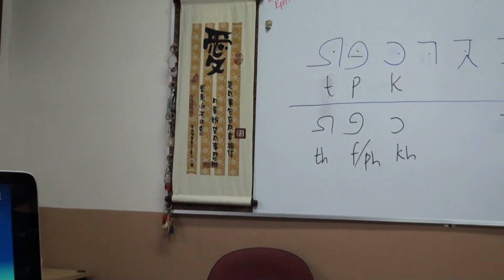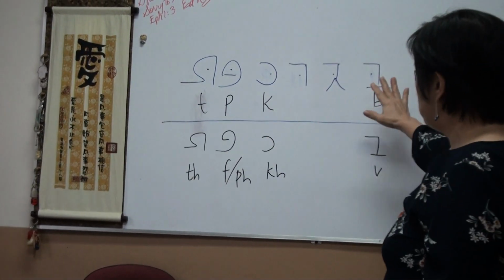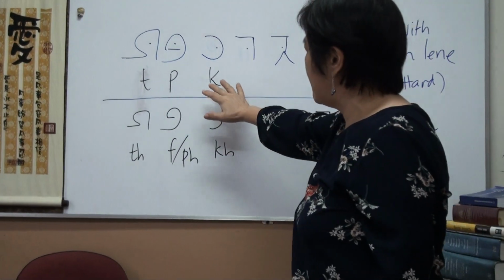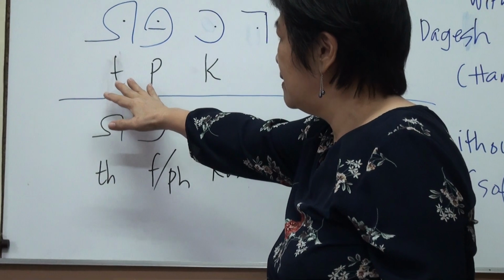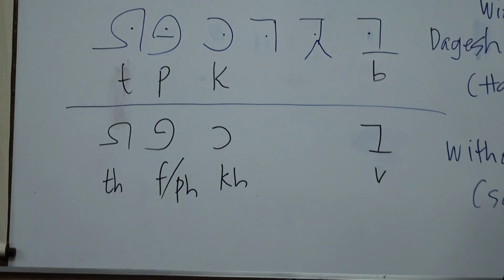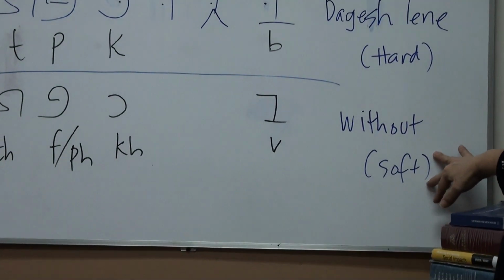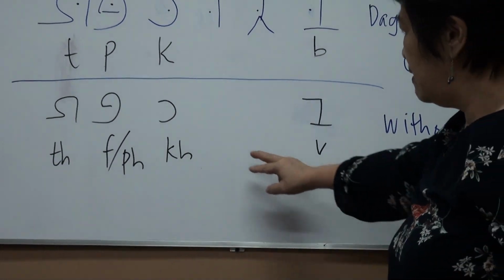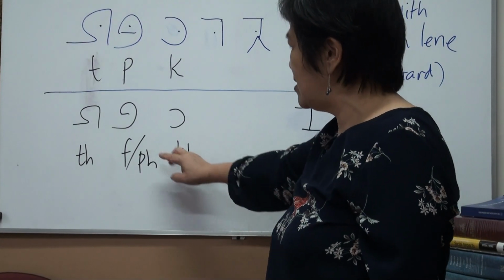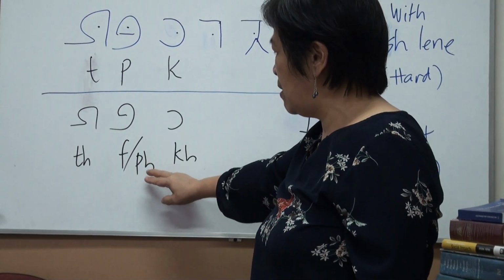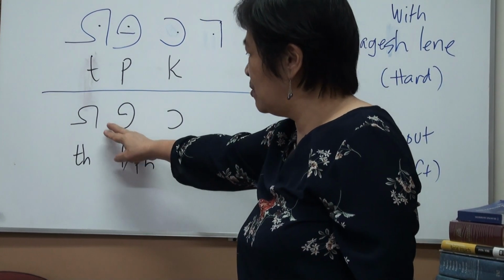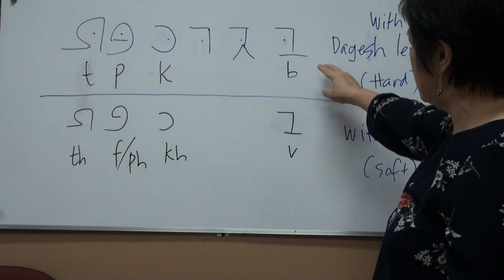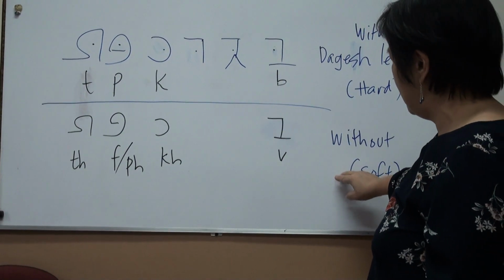So, Dagesh Lene is present on the Bagat Kafat letters. If they're present, they'll be pronounced as hard, like your bet would be B, and then K, and then P, and then your tav would be T. Without the Dagesh Lene, it would be pronounced as soft. So your bet would be V, this would be written as KH, and then your pay would be F or PH, and then your tav would be TH, soft. Versus hard. So presence, it's hard. Without Dagesh Lene, it is soft.